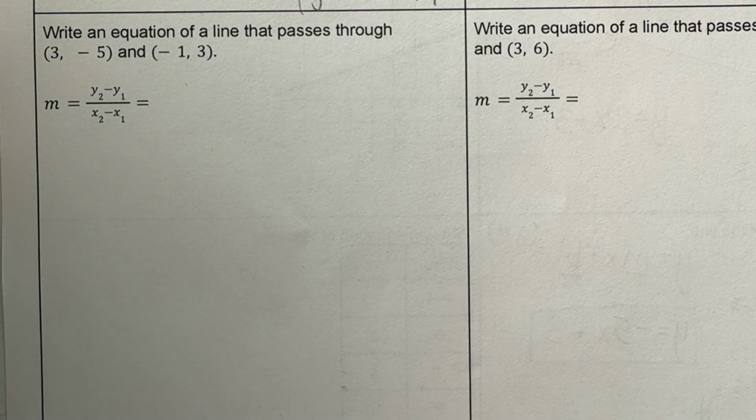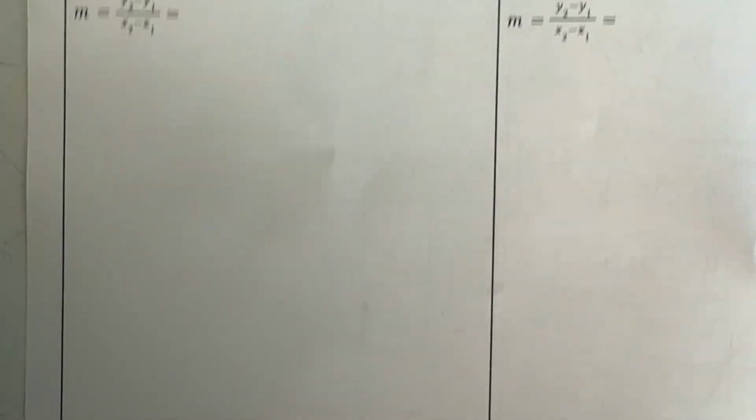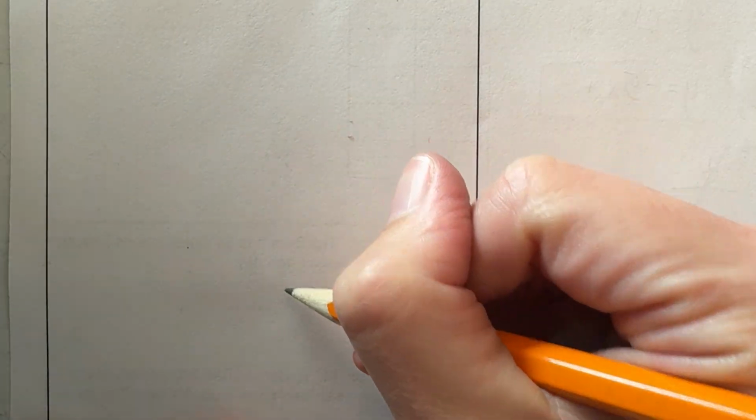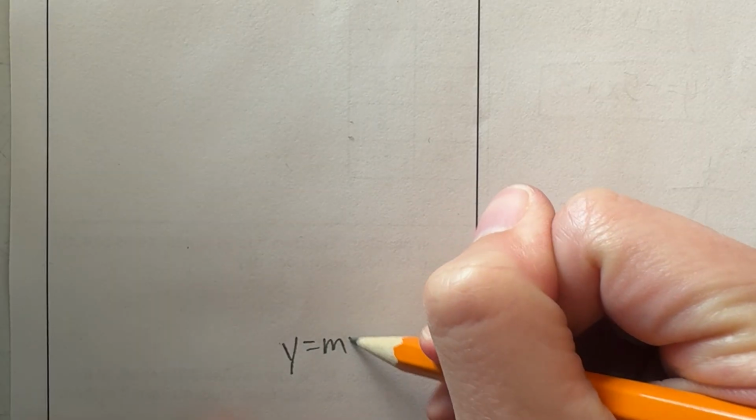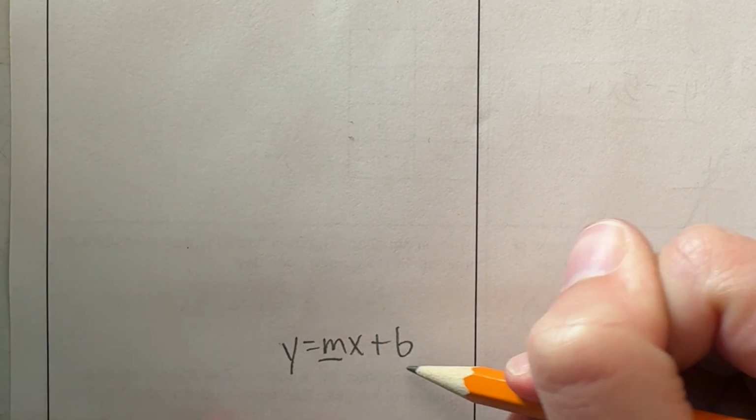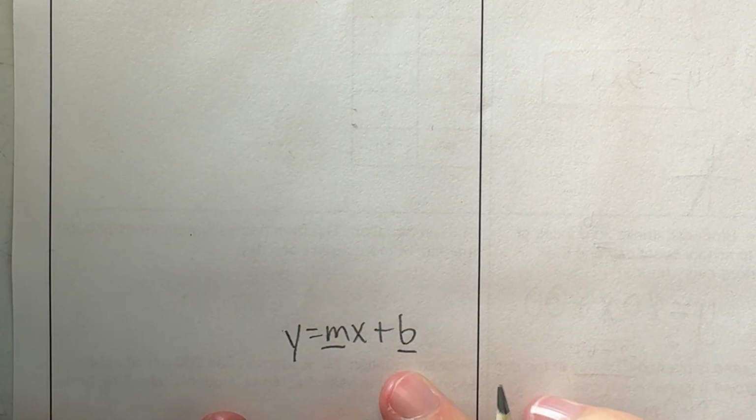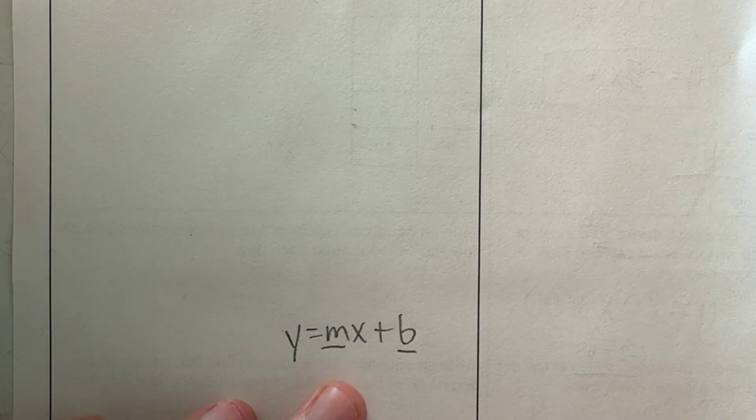In this problem, write an equation of a line that passes through (3, -5) and (-1, 3). Oh boy. Okay, remember, I am writing an equation of a line, and I want to have both the slope and the y-intercept. Those are the two pieces of information that I need. Right now, I haven't been given either of those pieces of information. I have neither piece of information.